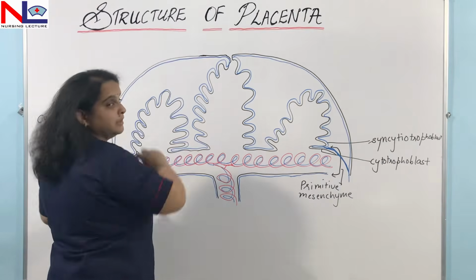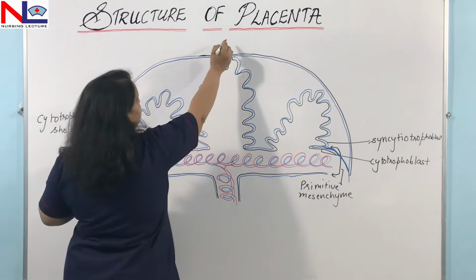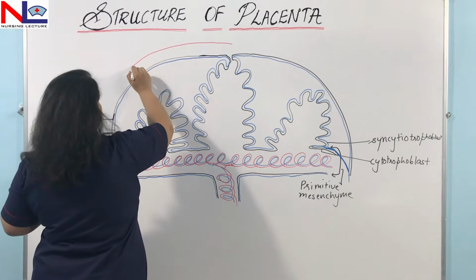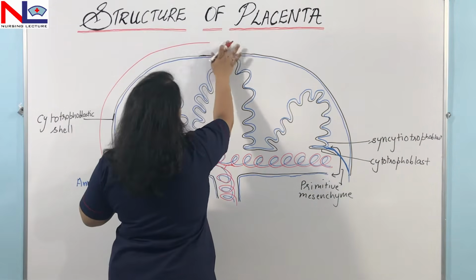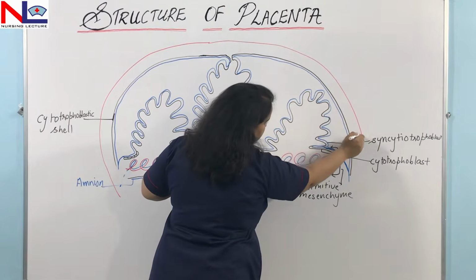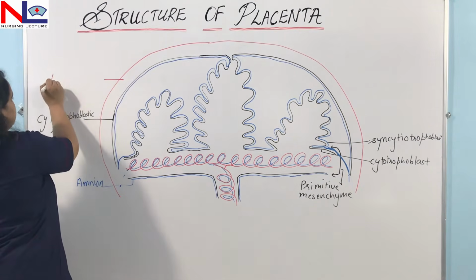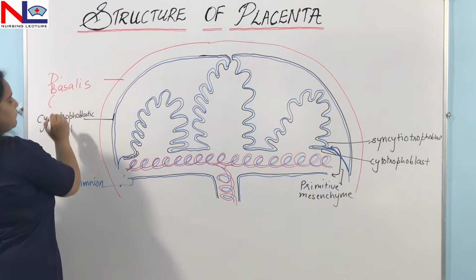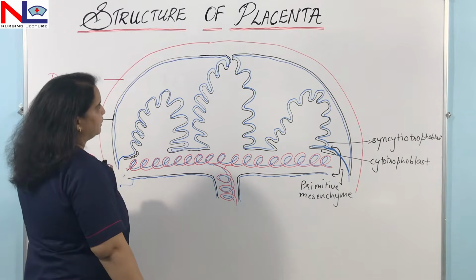Now what is this part? This is the basal plate. So what is in the basal plate? Here it is the decidua basalis, a very important part. It is the functional layer of the endometrial lining, formed from the compact and the spongy layer of the endometrium.